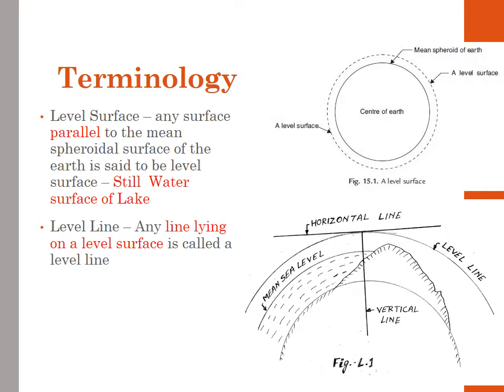Then the second thing is a level line. When I draw a line on the level surface, that is called a level line. It is shown in the second image on your right hand side, which also shows the level line.